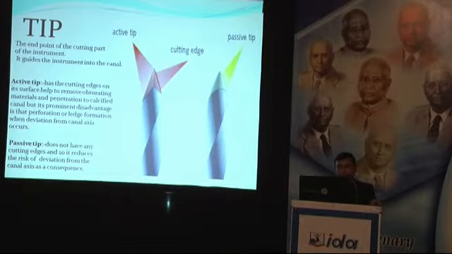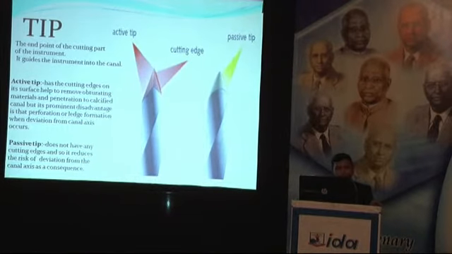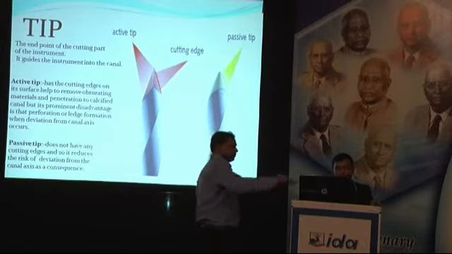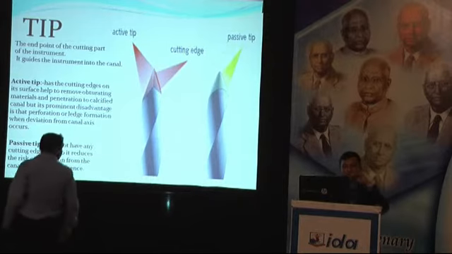An active tip has a cutting edge on its surface, which helps to remove obturating material and penetrate calcified canals. But its prominent disadvantage is perforation or ledge formation when deviation from the canal axis occurs. A passive tip does not have any cutting edges, and so it reduces the risk of deviation from the canal axis as a consequence.